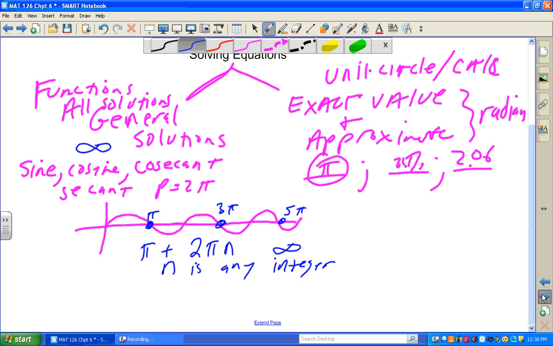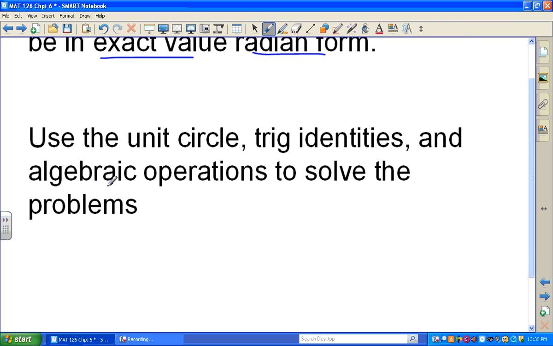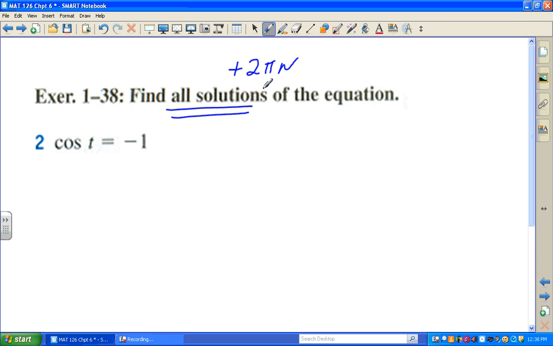So for instance, pretty easy. Unless specified, the solution should be an exact value radian form. Got it? As you encircle trig identities, algebraic operations, solve the problem. Find all solutions of the equations. As soon as you read that, that means you're going to have counters associated with your answers. Cosine of t equals negative 1. All answers mean you're looking at a graph like this of cosine.